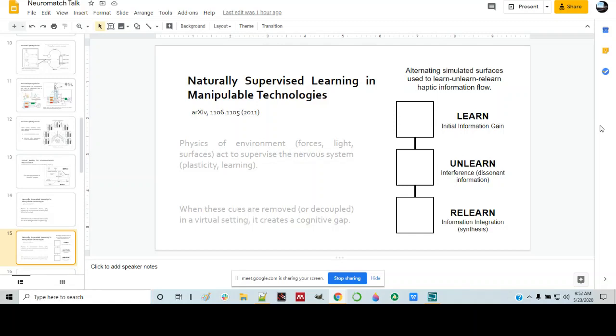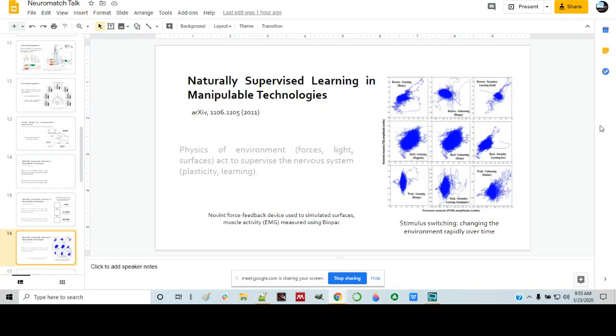One of the paradigms we use for this is learn, unlearn, and relearn, where you learn something, you have some interference in that learning, and then you relearn the thing, you get reintroduced to the learning stimulus, and it affects your performance in some way. This is an example of stimulus switching in an environment where we have introduced different types of surfaces, and we're measuring the EMG of a subject who's interacting with these surfaces. It's a pretty messy looking trace, but you can see the traces vary with different surfaces.